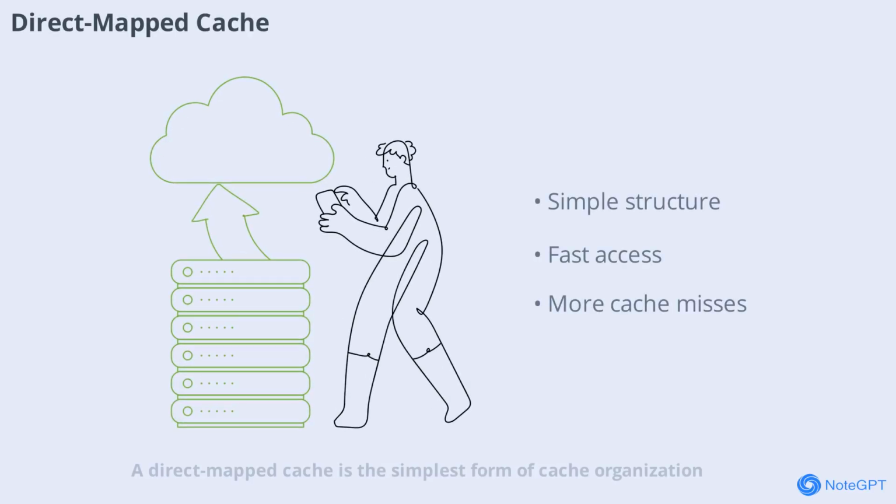A direct mapped cache is the simplest form of cache organization. Each block of main memory maps to exactly one location in the cache. This makes it easy to implement and fast to access, but it can lead to more cache misses if multiple blocks compete for the same spot.